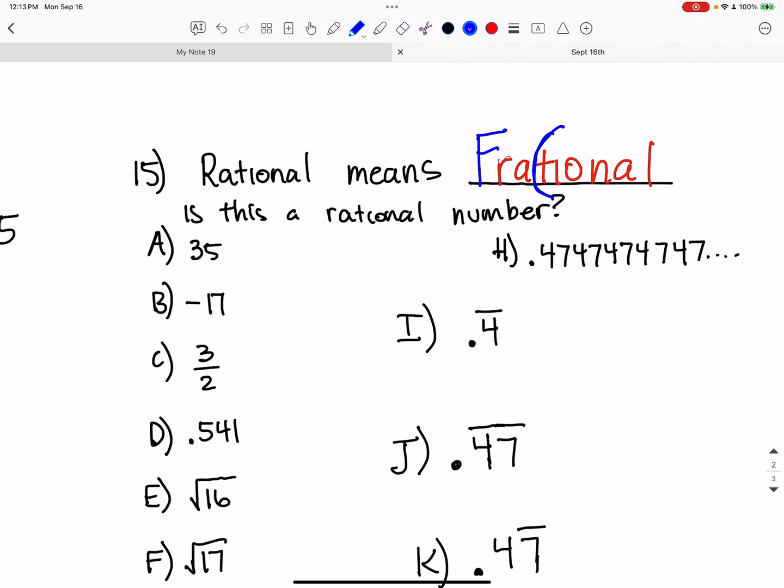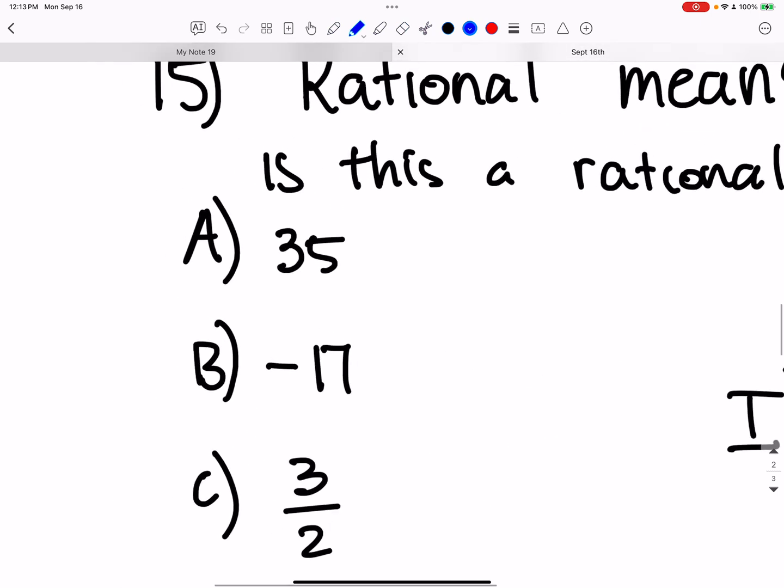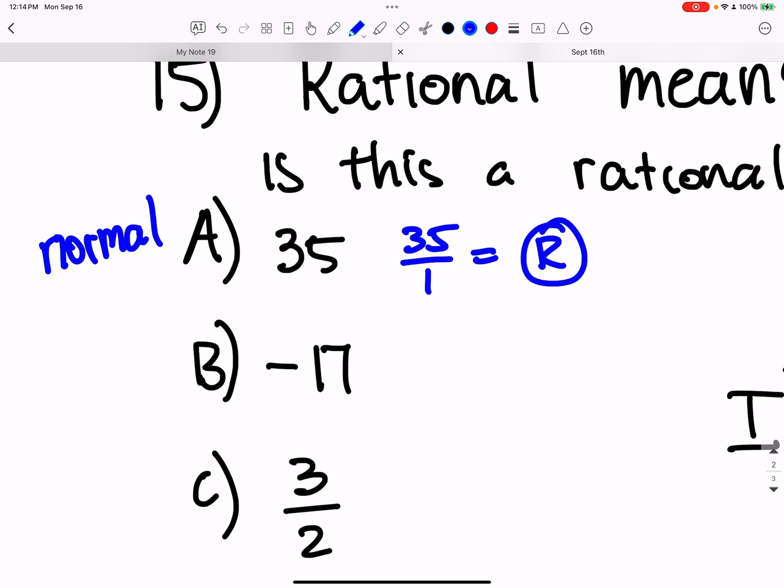All it means is, can you turn a number into a fraction? If you can, then it's rational. It just means fractional. You can turn it into a fraction. Okay, what about normal numbers? These are just normal numbers. Yeah, you can turn 35 into a fraction. You just put a 1 on the bottom. So that's rational. So normal numbers are rational.